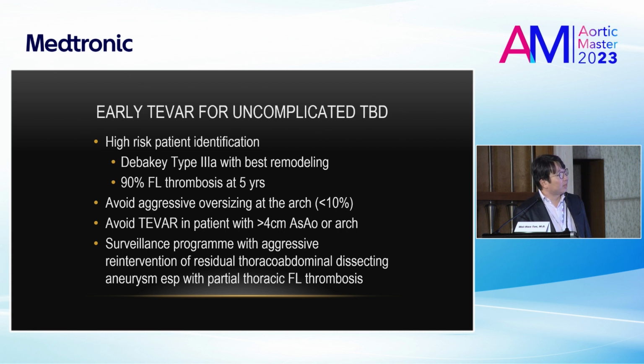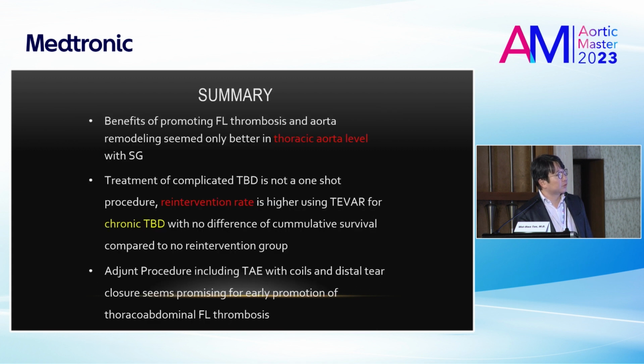And I think we have a 90% false lumen thrombosis at 5 years. One very important issue is to initially avoid aggressive oversizing of the arch, and also avoid TEVAR in patients with a very large ascending aorta or arch aorta. And I think a surveillance program is very important, because we sometimes need to treat the residual thoracoabdominal dissections, especially those with only partial thrombosis, which will sometimes come back very early.